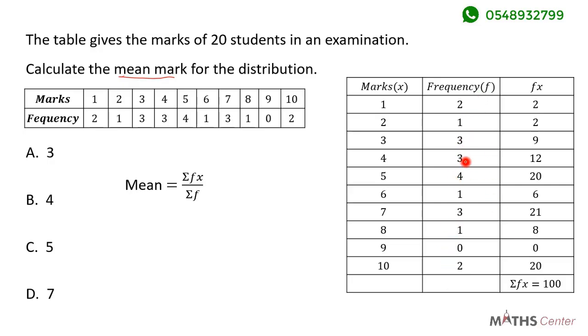So the mean will be equal to sigma fx, which is 100, divided by sigma f, which is 20. 100 divided by 20 is 5. It means that the mean mark for this distribution is 5. When we look through the options given to us, we can see that the correct option is C.